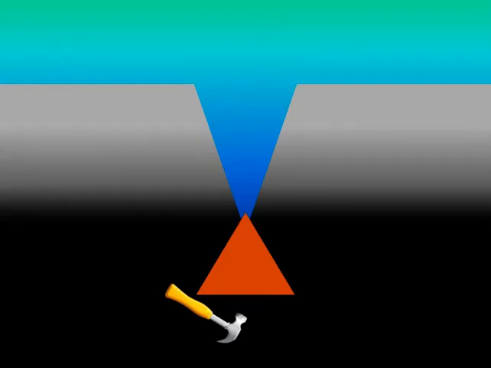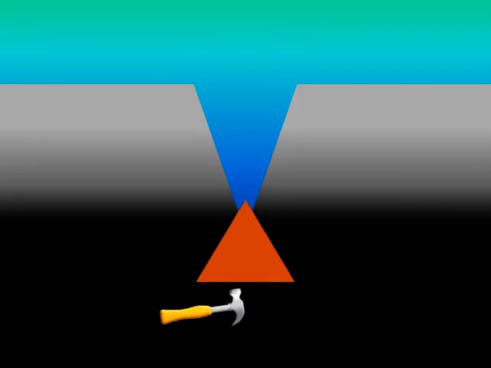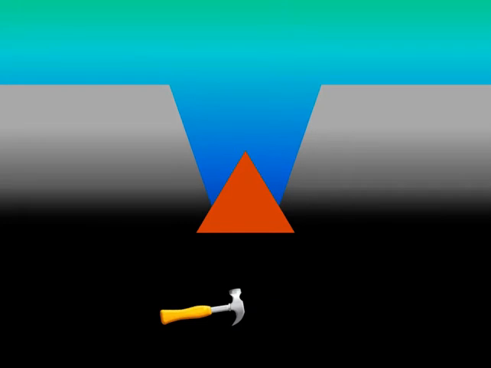A simple way to visualize what causes this separation is if I have this wedge here, this orange wedge, if I hammer it from below, if I pound on it from below, what's going to happen is it's going to go up and, of course, cause separation to occur. A very simple way to illustrate the basics of what happens in divergent plate boundaries.